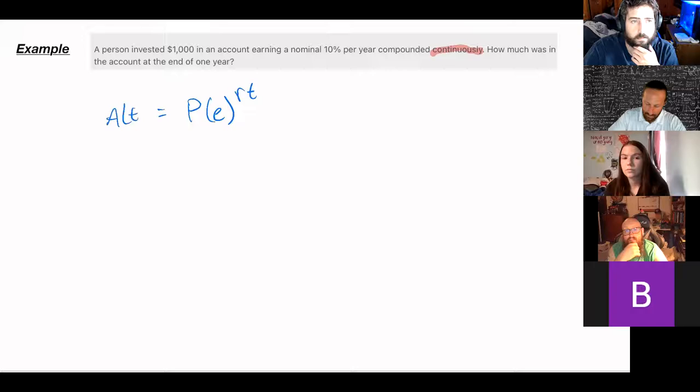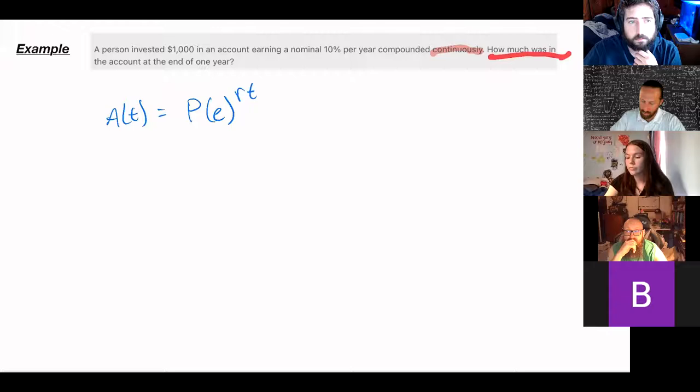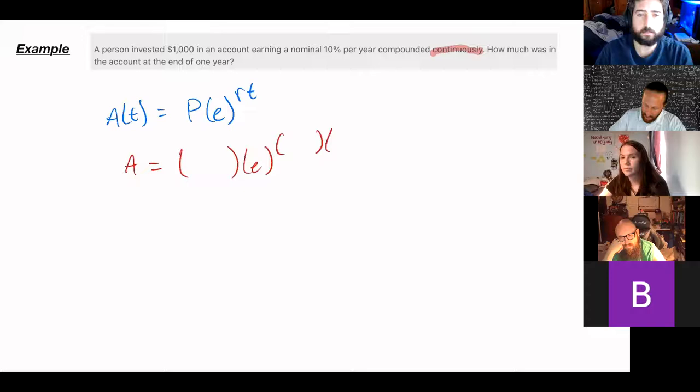Very good. People put in the chat A. And sometimes they'll just write A, sometimes they'll write A of t, the amount after a certain time. Because if they ask us to find that, then they're going to have to tell us all of this. It's already set up to find it. Beautiful. And in this case, they want to know how much was in the account at the end of 1 year. Perfect. I know they want the ending amount. So they're going to have to tell me how much I put in, the rate, and the time.